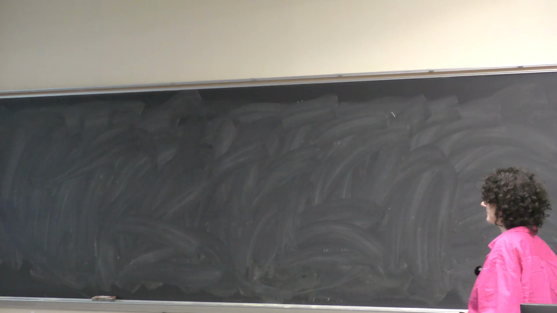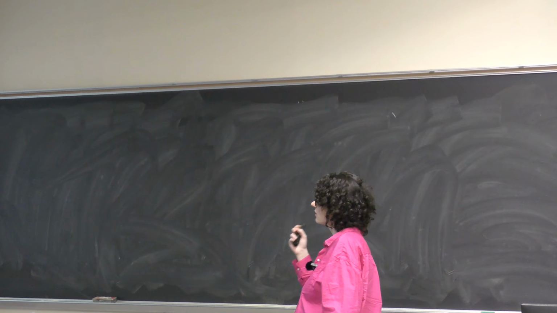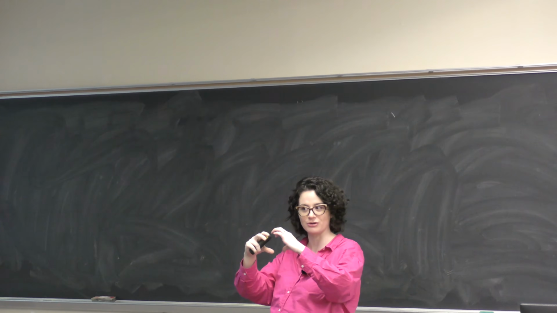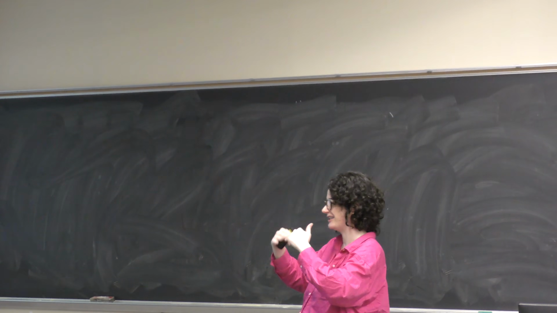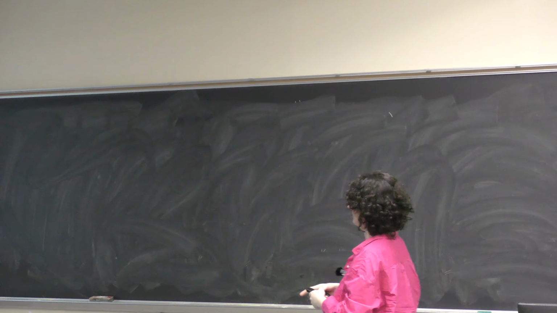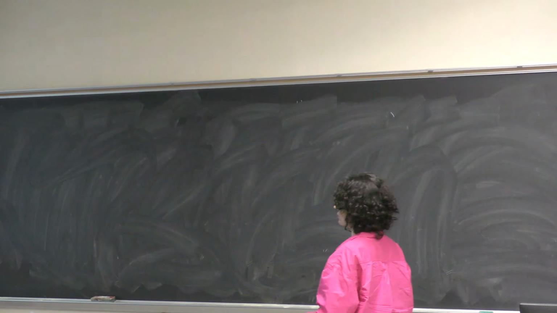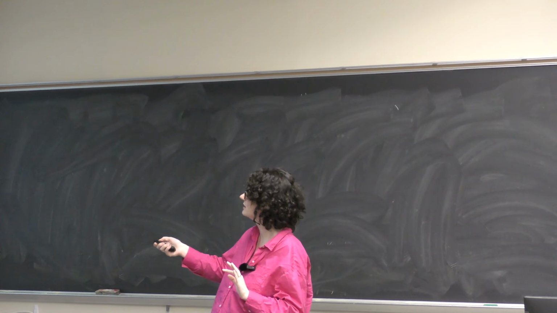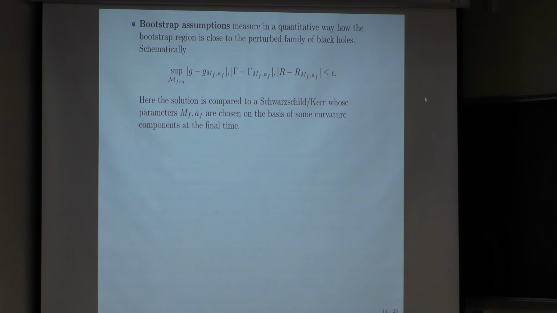Okay. So what are bootstrap assumptions? Those are measured in a quantitative way. This region, which I'm going to call the bootstrap region, is a region that is self-sustaining, and it will self-sustain its growth. They measure how close this region is to the perturbed family of black holes. So really schematically there will be something like this. I'm going to assume that the sup on my finite region of some differences is bounded by a small number. Okay, what are these differences?